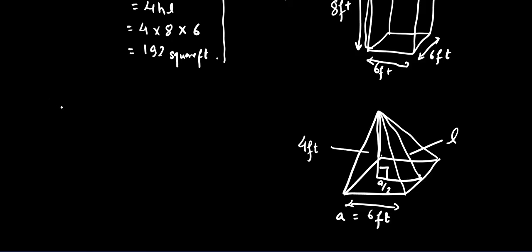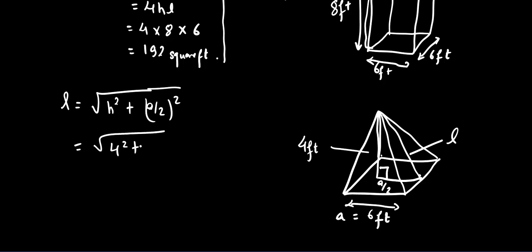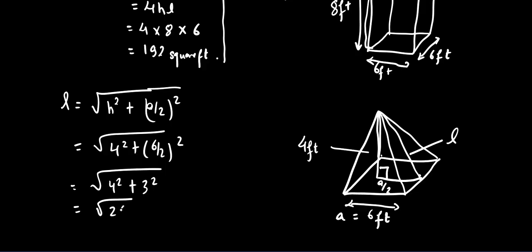So I can write that hypotenuse is root over perpendicular and base. Perpendicular is the height, and base is actually a by 2, that is half of the side of base. That is root under 4 square plus 6 by 2 square. 6 by 2 we have 3 square, and that's going to be 16 plus 9, that is 25. So we get slant height as 5 feet.